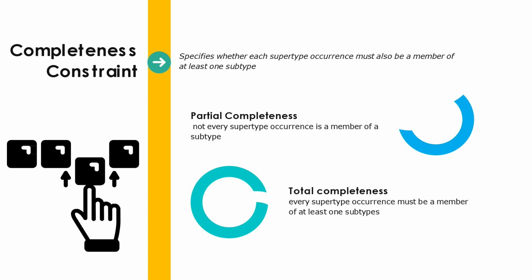Next is the completeness constraint. The completeness constraint specifies whether each supertype occurrence must also be a member of at least one subtype. For this, we have partial completeness, wherein not every supertype occurrence is a member of a subtype, or total completeness, wherein every supertype occurrence must be a member of at least one subtype. In our diagram in the previous slides, the partial completeness is specified by one line. The total completeness is specified by 2 lines. We will be having a discussion and an example later on.